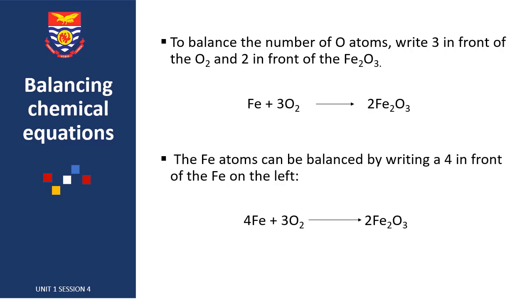So to balance the number of oxygen atoms, because at the right side we had 3 atoms there, and then at the left side we had 2, we write 3 in front of the oxygen molecule at the left side. In that case, we now have 3 moles of oxygen molecules. And so the number of oxygen atoms at the left side has now increased to 6 because the 3 is multiplying the 2. So we have 6.